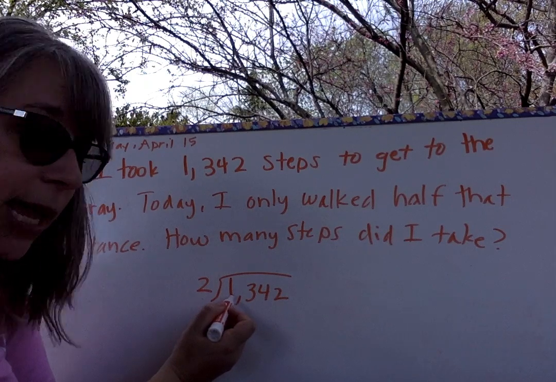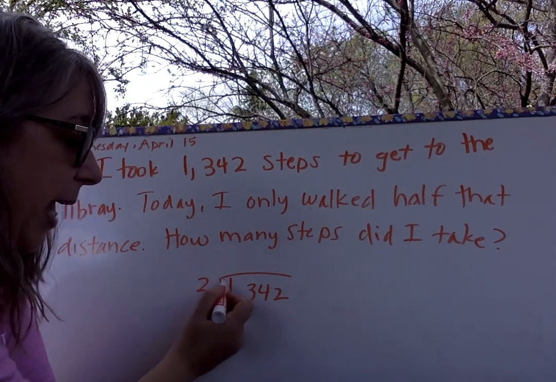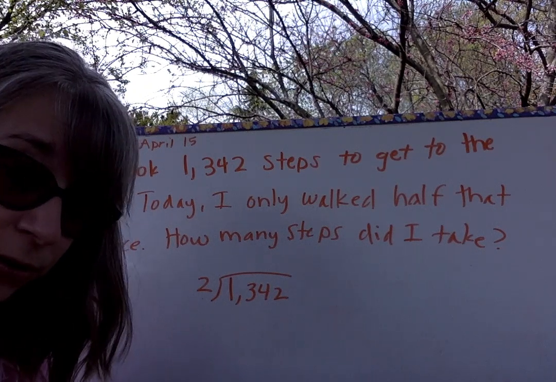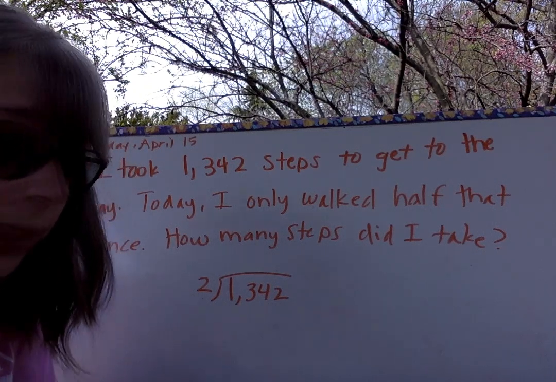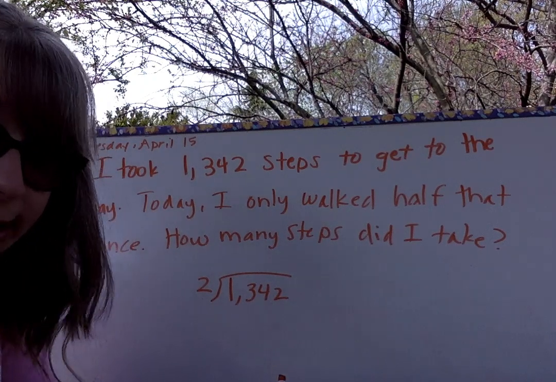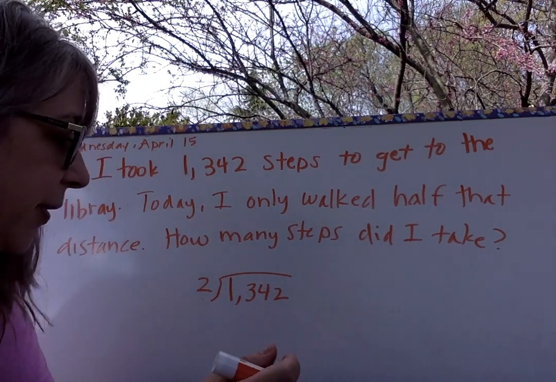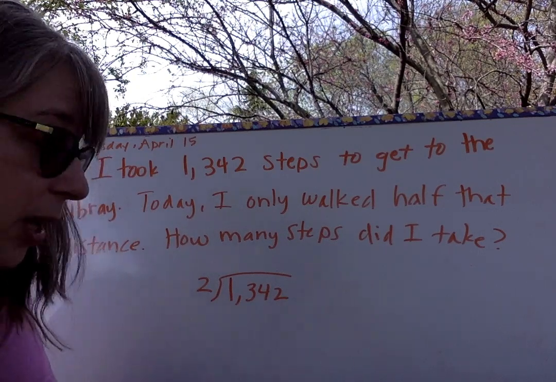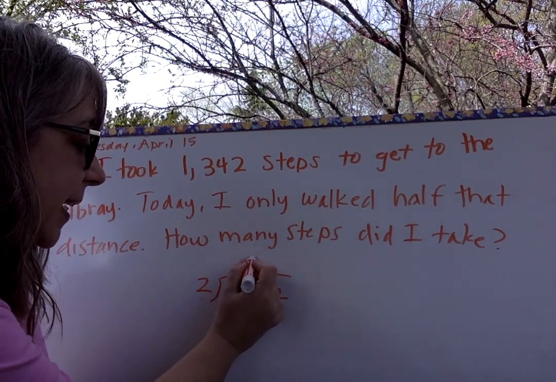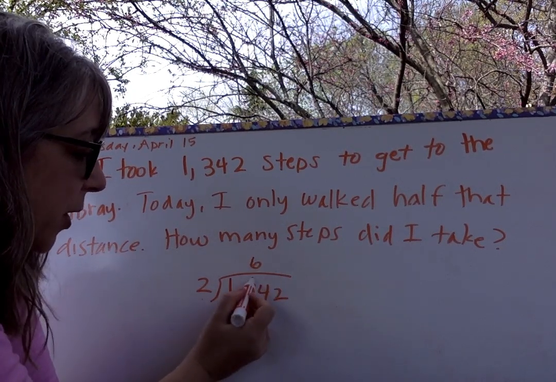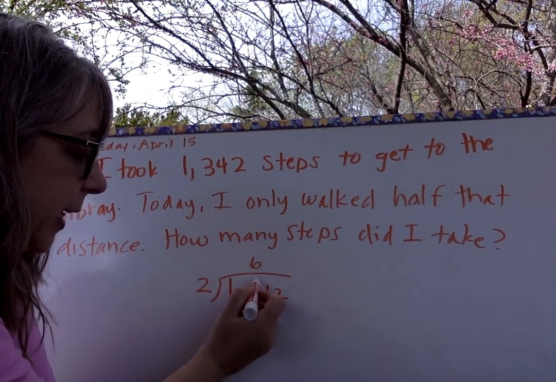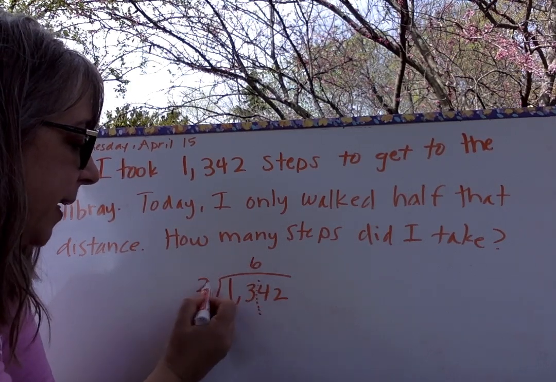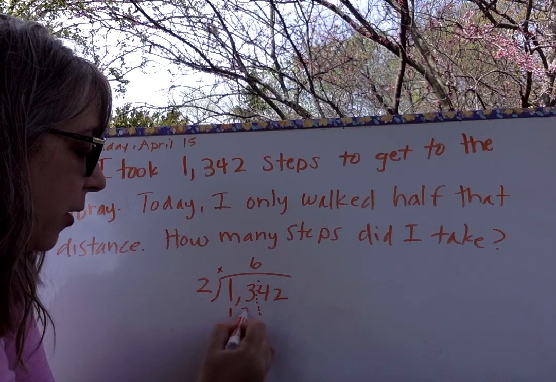All right, so 2 can't go into 1, but 2 can go into 13. So how many times can 2 go into 13 without going over? Well, 2 times 4 is 8. That's still not quite enough. 2 times 5 is 10. We could probably go on more. And 2 times 6 is 12. So we're going to put our 6 above the 13, because we're just looking at these numbers right here. And we're going to say 2 times 6 is 12.